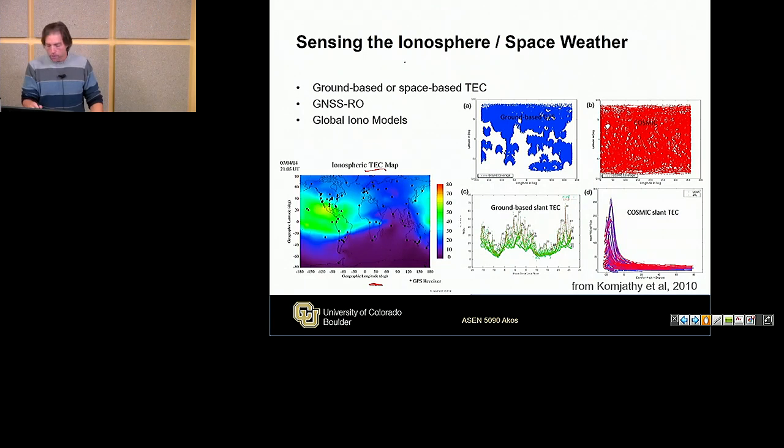So all these are different ways to measure the ionosphere, space weather, and GPS has proven invaluable in that because it's insensitive to atmospheric conditions, but ionosphere, space weather, it's a big impact.